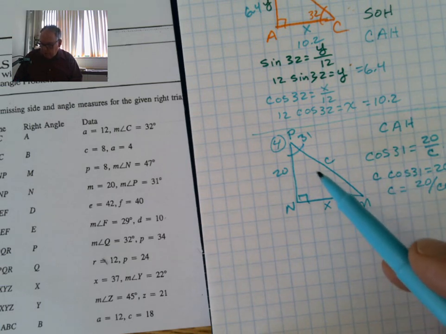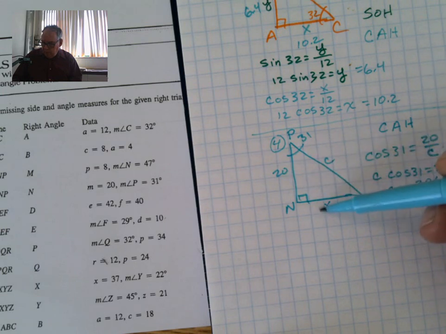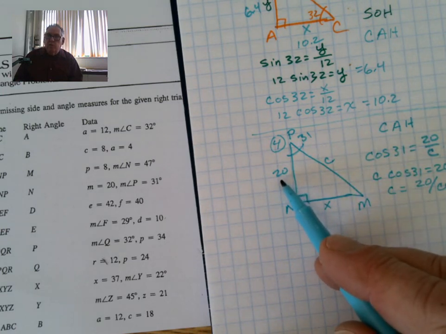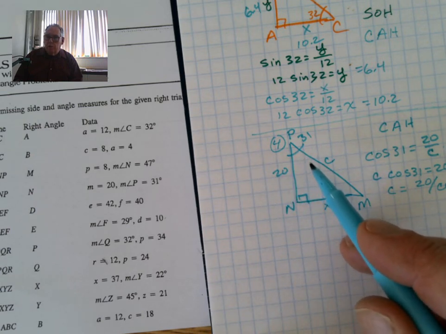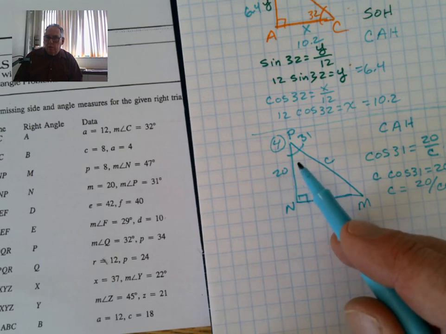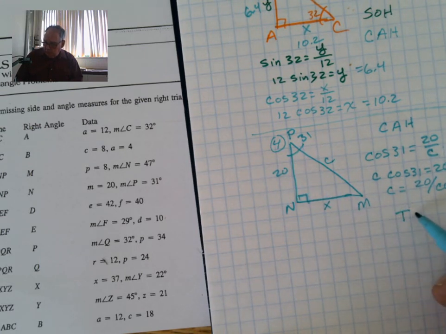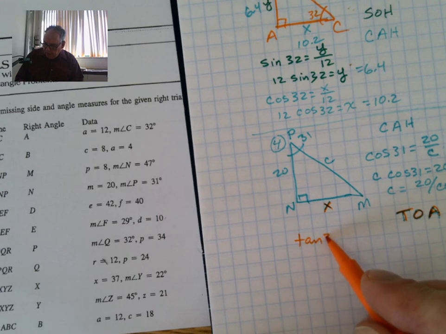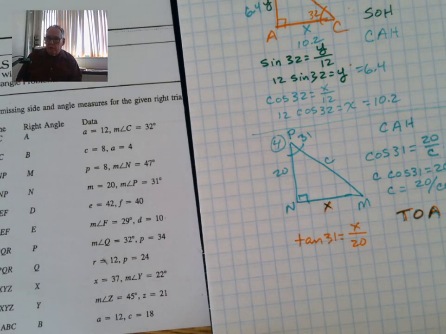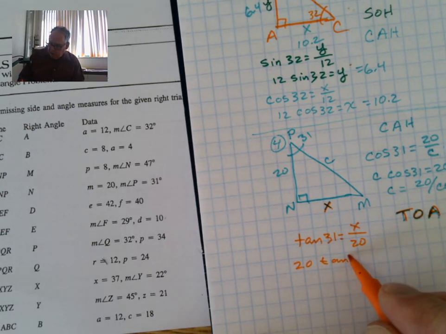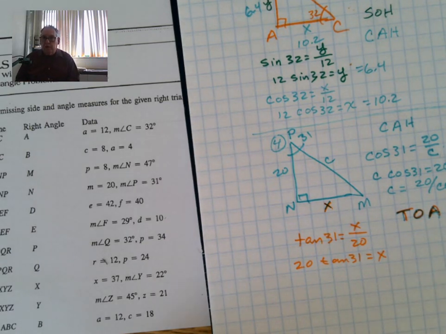And let's go for the x. X is opposite the 31, and we have 20 as adjacent to the 31. So now we have an opposite to the 31 with an adjacent to the 31. So that's going to be a tangent problem. Tangent goes with opposite and adjacent. Let me switch colors here. So the opposite side is x, so we're going to say tangent 31 is equal to x, which is opposite, over the adjacent, which is 20. Get 20 out of the denominator. 20 tan 31 is equal to x.